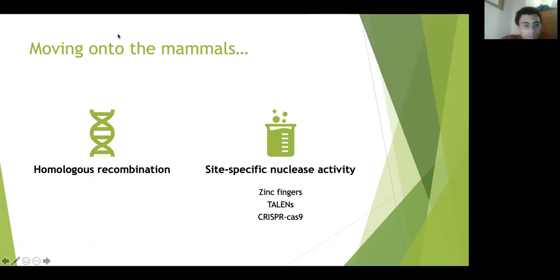Nucleases. You guys know about enzymes. What do you think a nuclease might do? What does it digest? Ideas in the chat. Nucleotides, fantastic, correct. It cuts nucleotides. So site-specific nuclease activity may sound like a complex title, but actually we're just talking about site-specific, so a particular bit of DNA, nuclease, an enzyme that cuts DNA, activity. So scissors that cut DNA where you want them to.